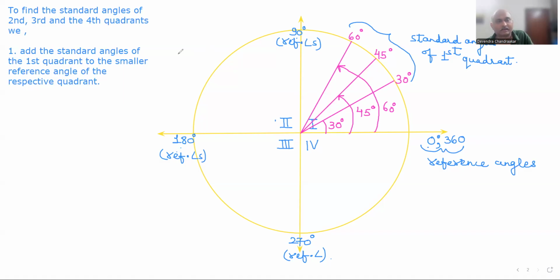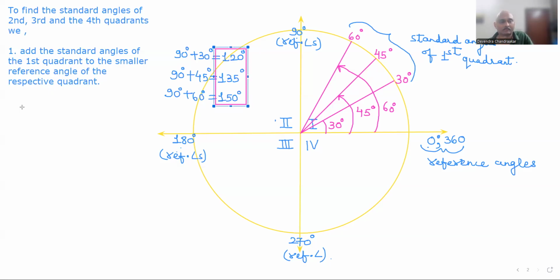So to this 90 degrees, we add the standard angles of the first quadrant. So 90 plus 30, 90 plus 45, 90 plus 60. Is it clear, beta? All of you? Anybody having any doubts? Please ask. This is 135 degrees. This is 150 degrees. I hope this is clear to all of you, right? So these are the standard angles of the second quadrant.